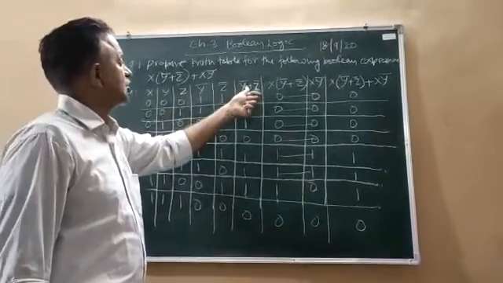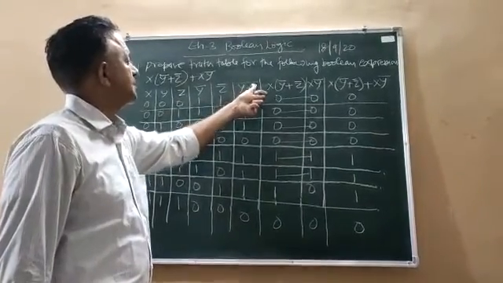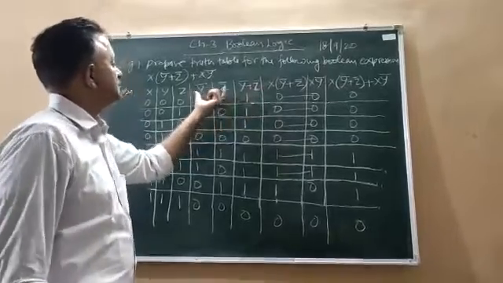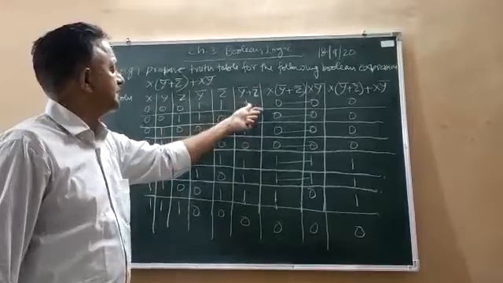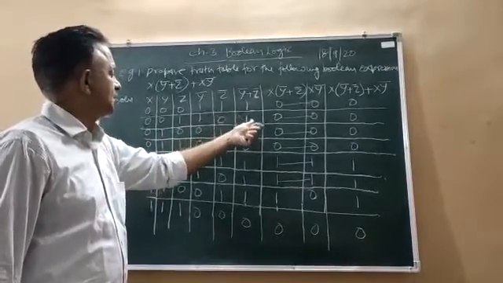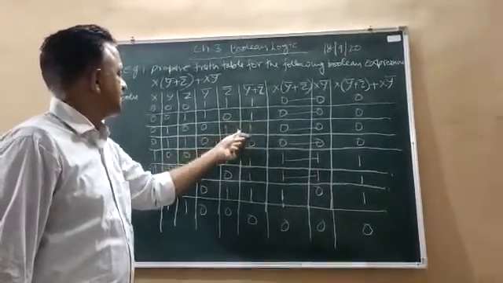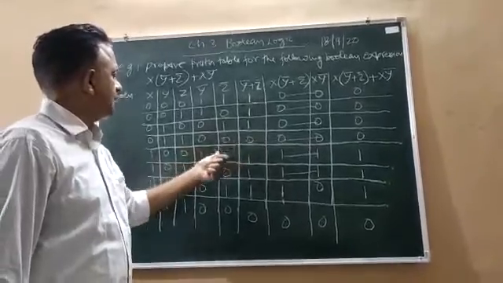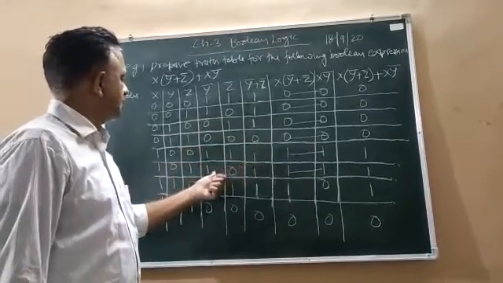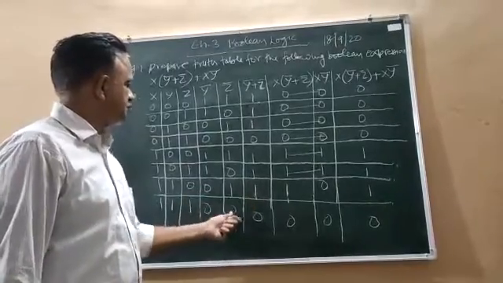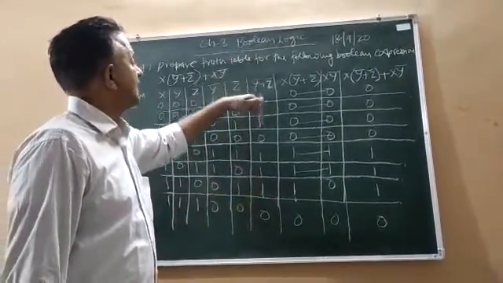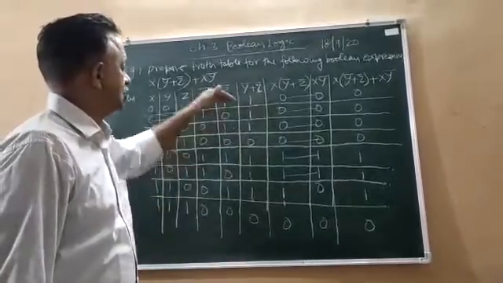Now in this next column we are taking y complement plus z complement. So we are adding these two columns, y complement plus z complement. 1 plus 1 becomes 1. 1 plus 0 is 1. 0 plus 1 is 1. 0 plus 0 is 0. 1 plus 1 is 1. 1 plus 0 is 1. 0 plus 1 is 1. 0 plus 0 is 0. So this is the (y bar plus z bar) complement column.